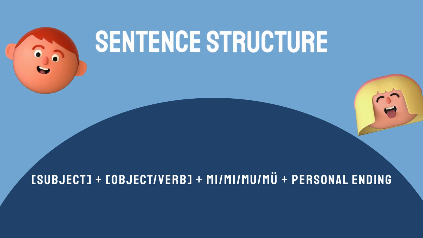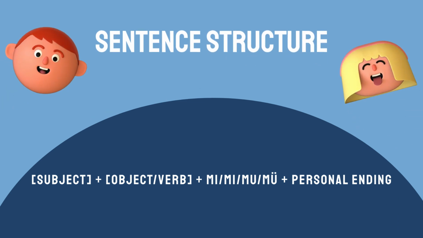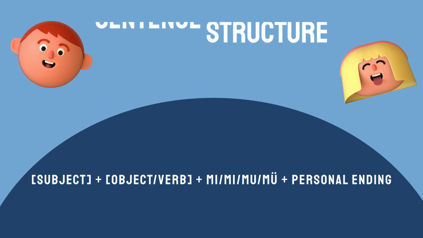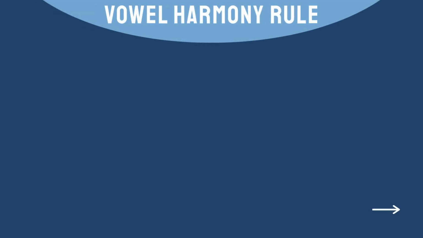So let's take a look at the structure. Sentence structure: first is the subject, then we have the object or a verb. After that we have our question particle and personal ending. The next table is vowel harmony. Please write it down in your notebooks because it's really important. You use this table to choose the correct particle.